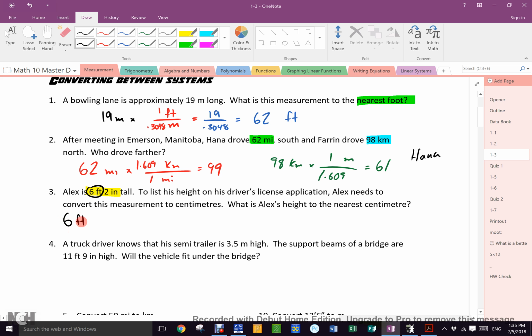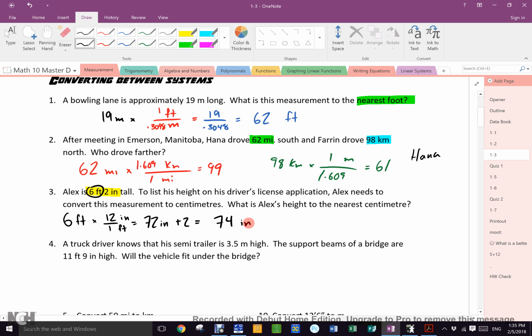6 feet, and I want inches. So I'm multiplying by 12 over 1, because 12 inches to 1 foot. So that covers 72 inches. But does that cover Alex's height? No, it doesn't. What must I do, Connor? Add the 2 inches. I must add 2 more. So Alex is really 74 inches tall.